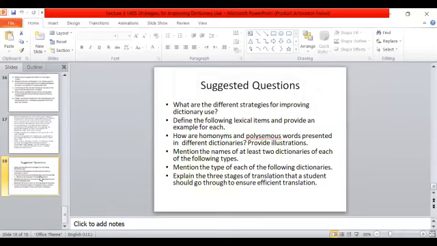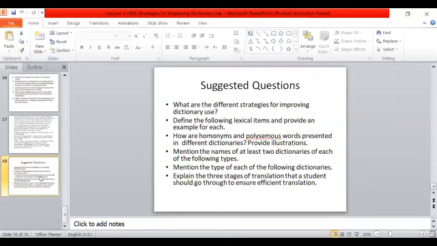Define the following lexical items and provide an example of each. For example, I'll tell you homonym, polysemy, collocation, idiom, and I'll give you these words, you define them, and you give an example of each. And then, how are homonyms and polysemous words presented in different dictionaries? Provide illustrations. Mention the names of at least 2 dictionaries of each of the following types. So I give you the types of dictionaries, for example, general monolingual dictionary, and you give 2 examples of a general monolingual dictionary.